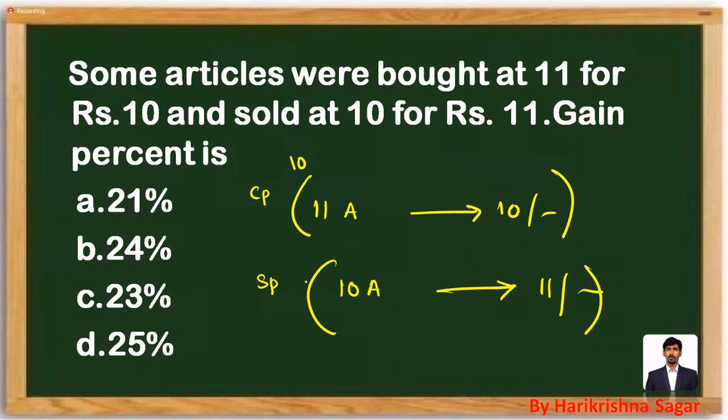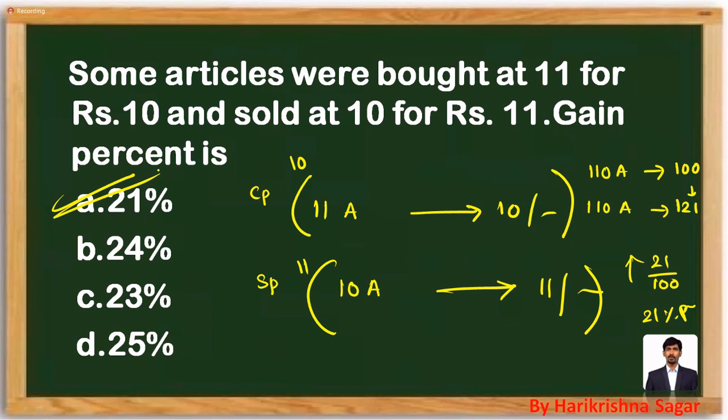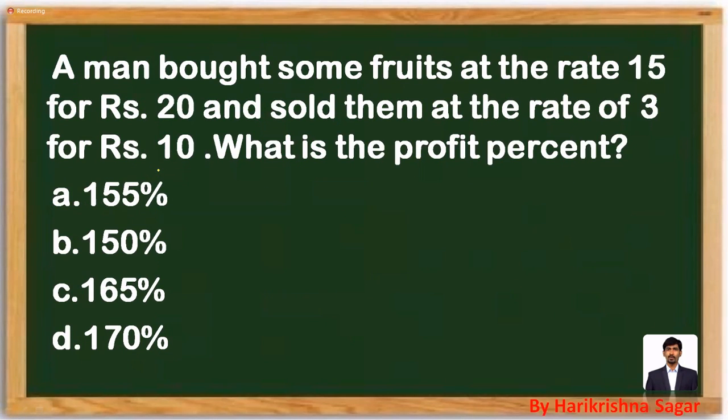So you can multiply this with 10, you can multiply this with 11 so that you will get an overall value as this. So 10 into 11, so 110 articles, he purchased for 100 rupees. 11 into 10, 110 articles, he sold for 121 rupees. 100 becomes 121, on top of 100, there is an increase of 21. We can mark the answer as 21% profit, which is available as option A. I hope it is clear. Look at the next question, which is available on the screen.